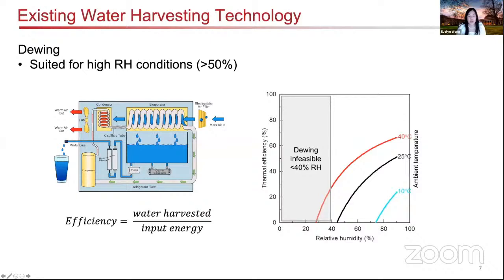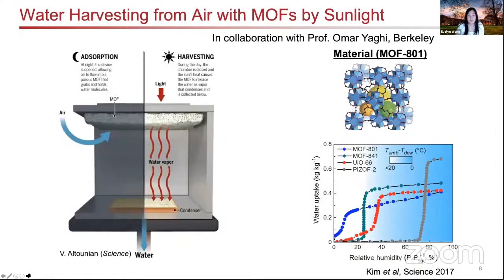So this poses a challenge for the community in terms of how we extract water from the air when we have low humidity environments. And this is where we've been working for some time, when we started this collaboration with Professor Omar Yaghi's group at Berkeley, where we've invented a new approach to harvesting water from air, particularly targeting the low humidity conditions.